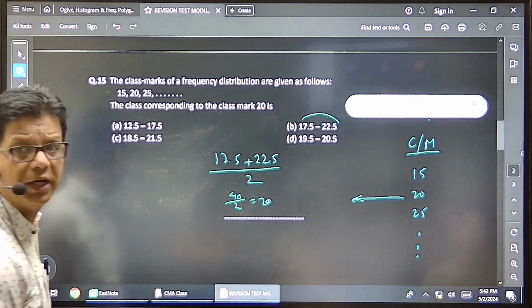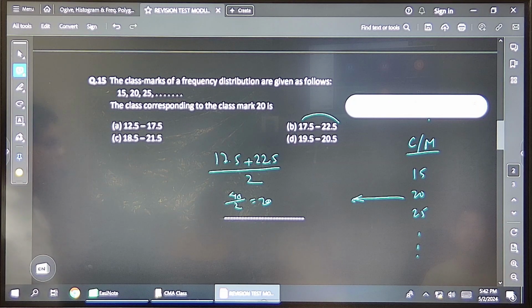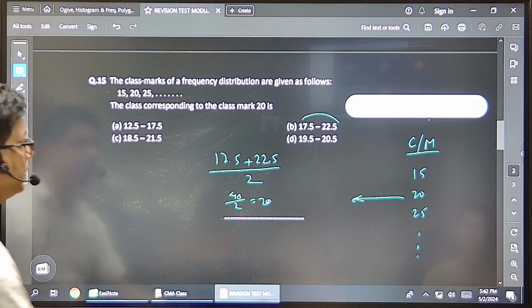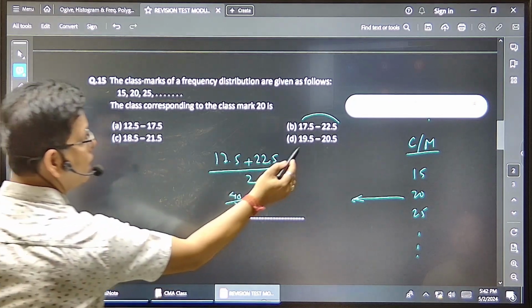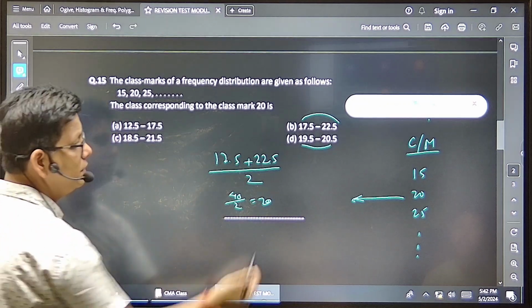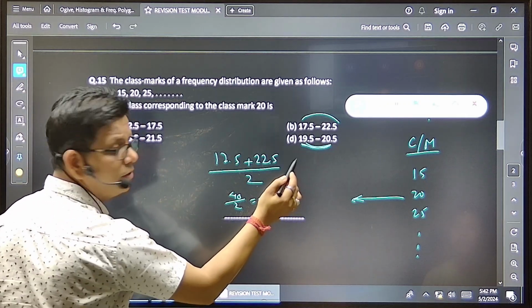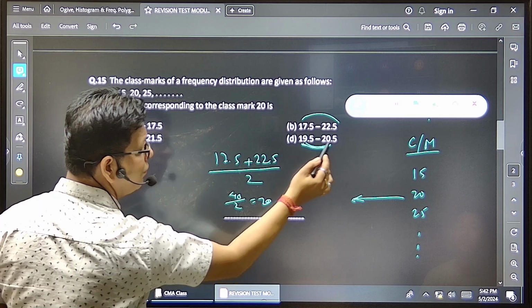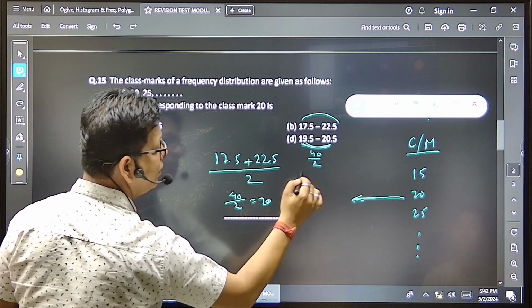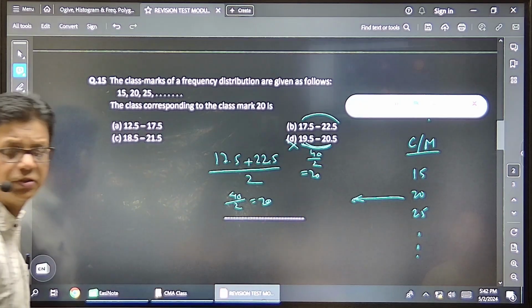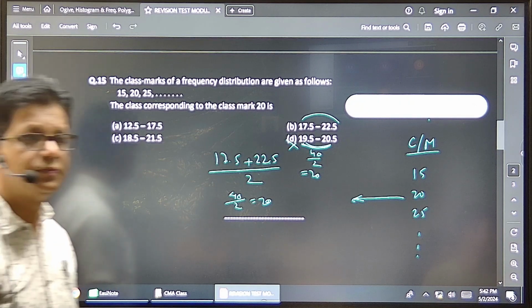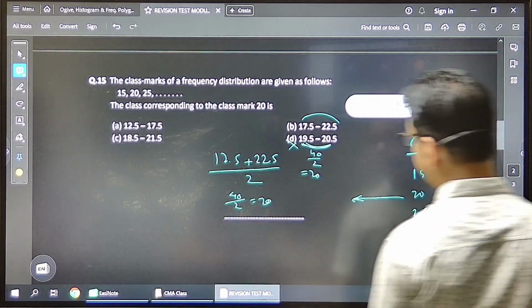What else should be correct? See, here also we will get 20. Here also we will get 20, try to understand. Here also we will get 20 or not, look at the board. This one, D, 19.5 plus, this is also 40. 40 by 2 is also 20. Then why is this option wrong? Option B is the only correct one.